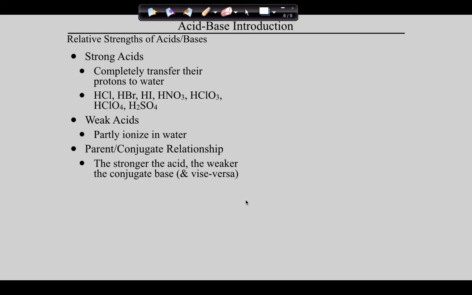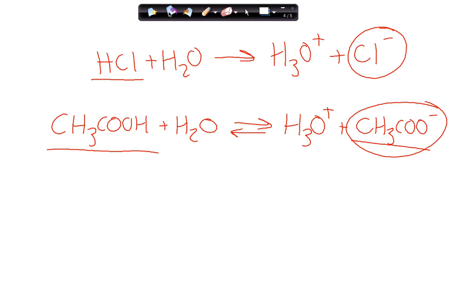When we talk about the strengths of acids and bases, we're talking about strong and weak. And we understand again that it doesn't mean scary or dangerous. It means, does it break apart completely? Strong acids completely transfer their hydrogens to water, and those are just the big 7. Then we've got weak acids, and those only partially ionize. Instead, they reach equilibrium.